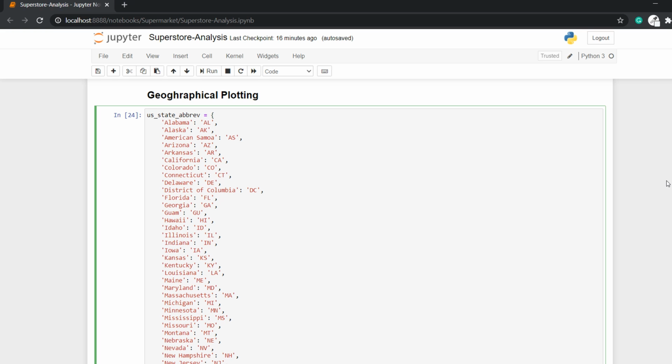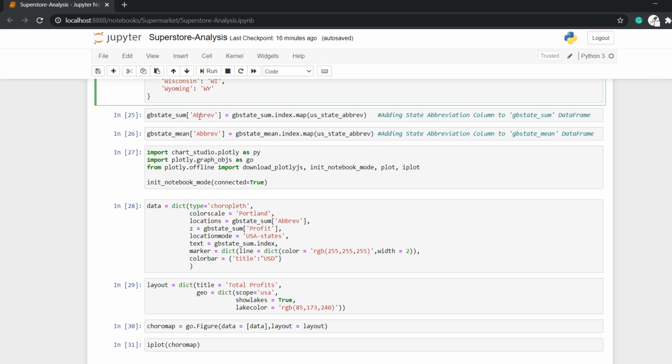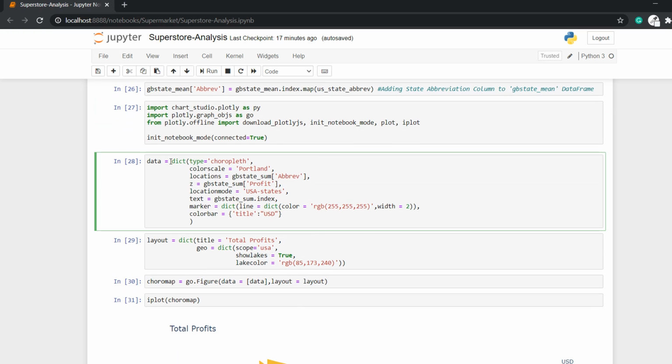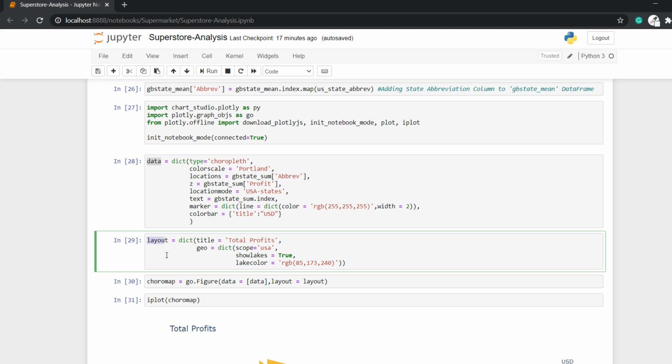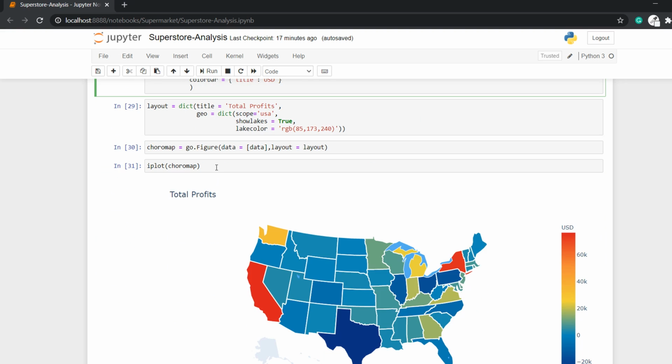In this we are going to plot our data on the US map. What we have done here is create a dictionary with the state name and its abbreviation, so we can use this abbreviation while plotting our US map. Here we have created another column called abbrev, which corresponds to the abbreviation of the state in that column. We are going to use the plotly library to plot our geographical data. Here we are using this data and layout to plot our geographical map.